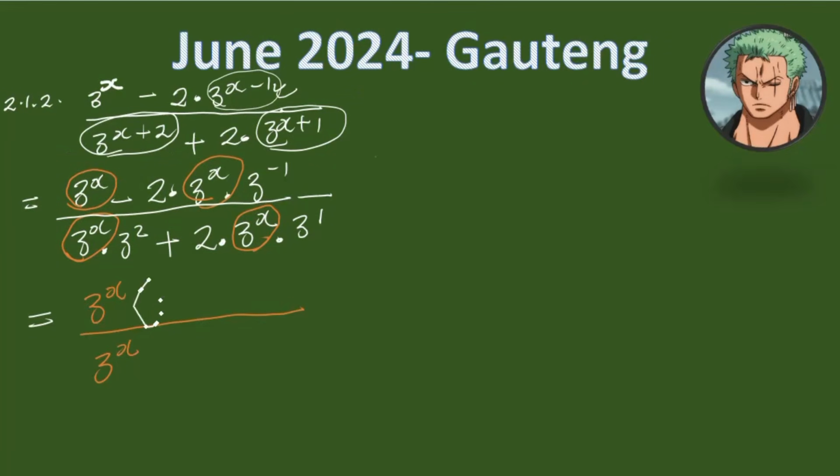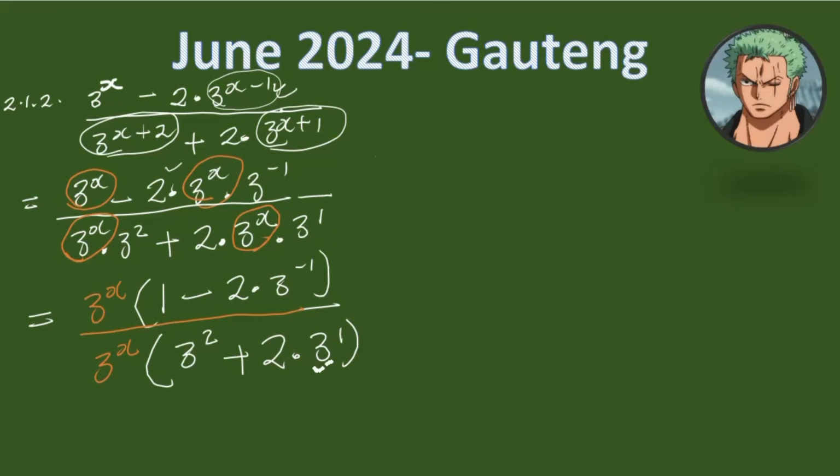So moving on. Since I took out the 3 raised to x here, I'm not left with 0, I'm left with 1. Minus, on this part here, when I take out a 3 raised to x, I'll be left with this 2 multiplied by this 3 here, which is 3 raised to negative 1. Here, when I take out 3 raised to x, I'm left with 3 raised to 2. Plus, here when I take out 3 raised to x, I'm left with 2 multiplied with 3 raised to 1.